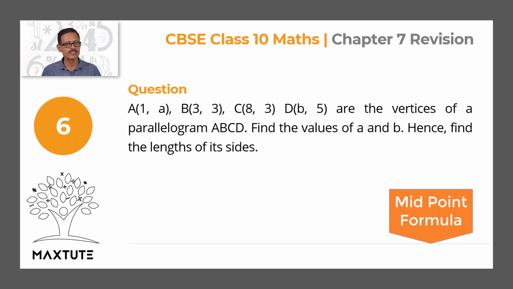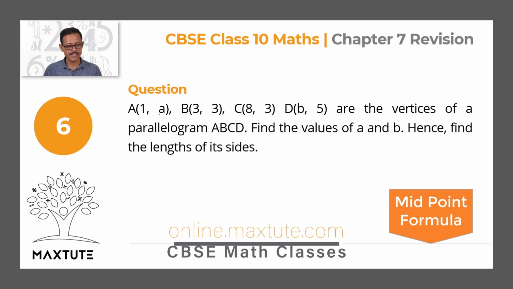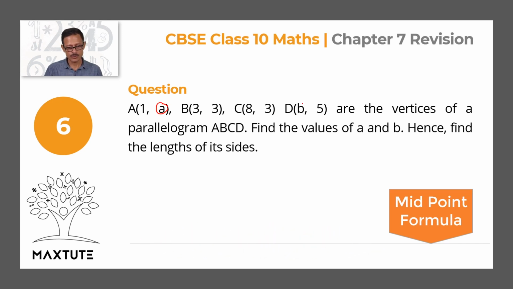It's a lovely question to consolidate the idea of midpoint and also understand a key property about parallelograms, right? Coordinates of the 4 vertices of a parallelogram are given. Find the values of a and b. Hence, find the length of its side. So we need to do two things. We need to find a, we need to find b. And at the end of finding a and b, we also need to find the lengths of its sides.